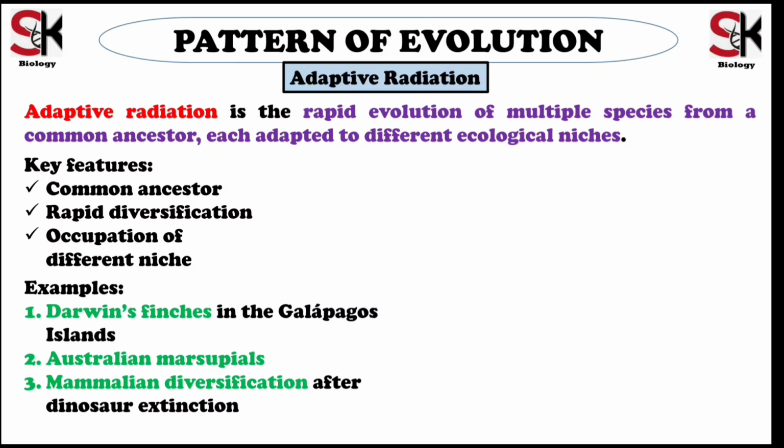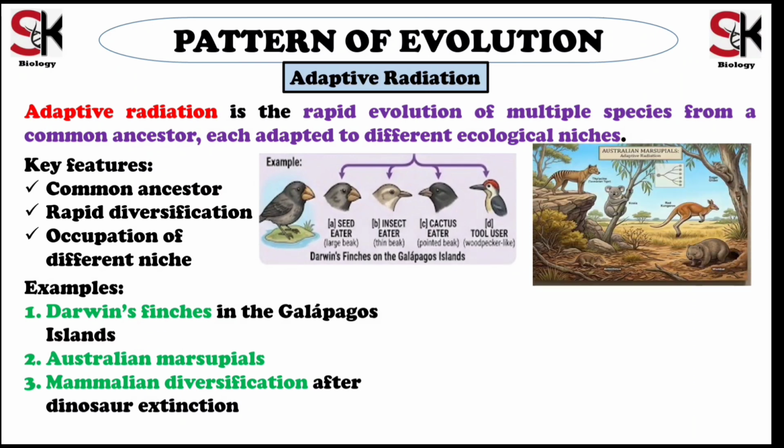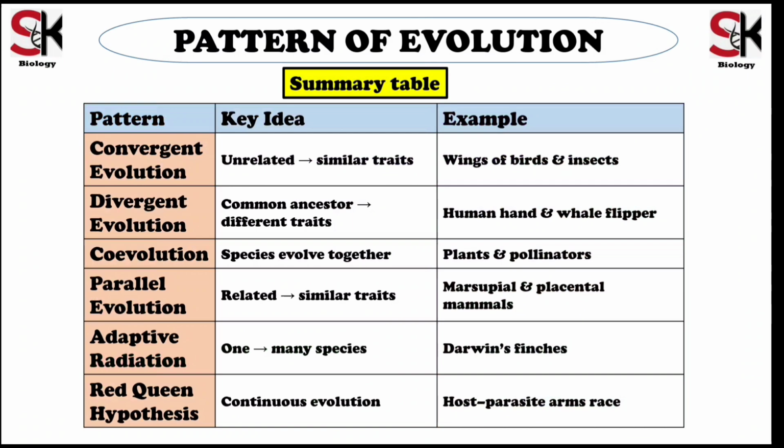The examples of adaptive radiation are Darwin's finches in the Galapagos Islands, Australian marsupials, and mammals evolving after the dinosaurs' extinction. This explains how one species can give rise to many different forms. This table gives information about all patterns of evolution with examples.